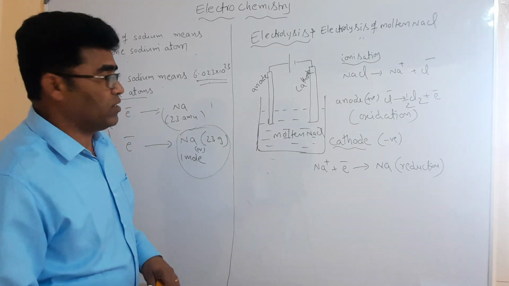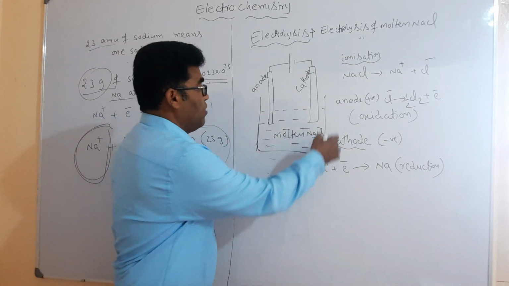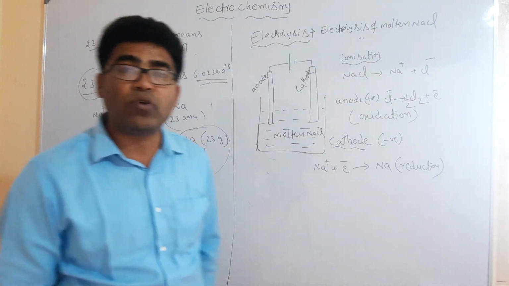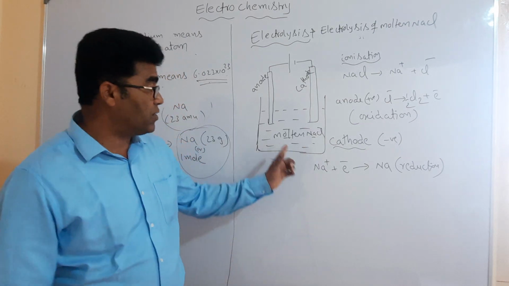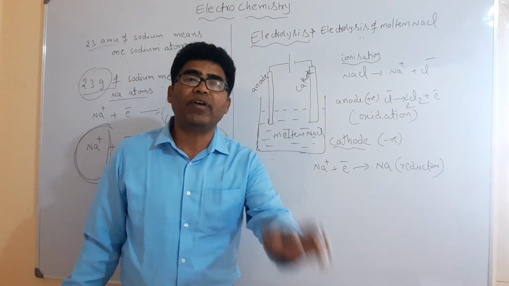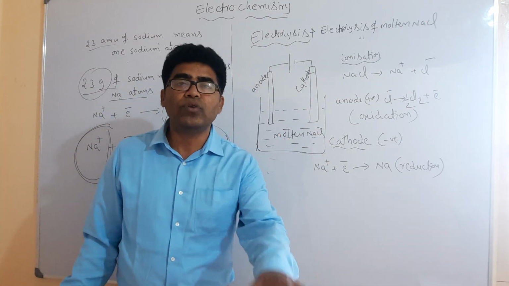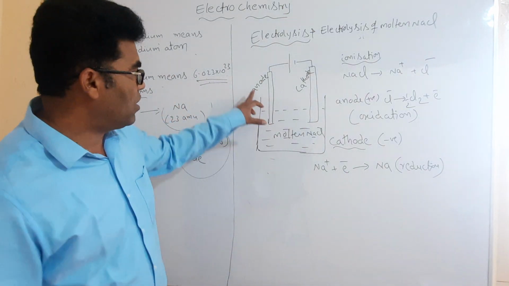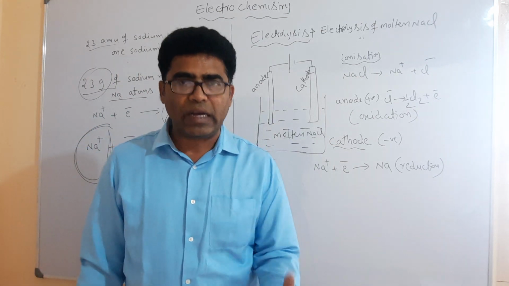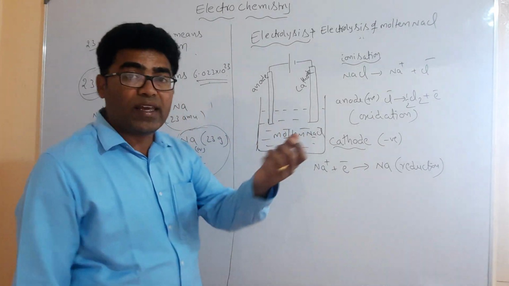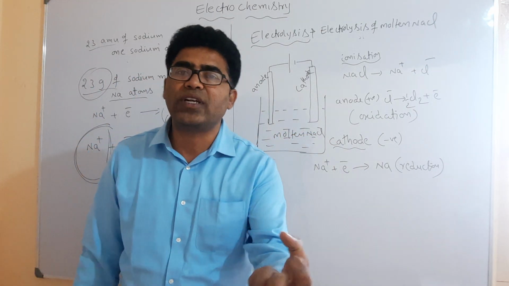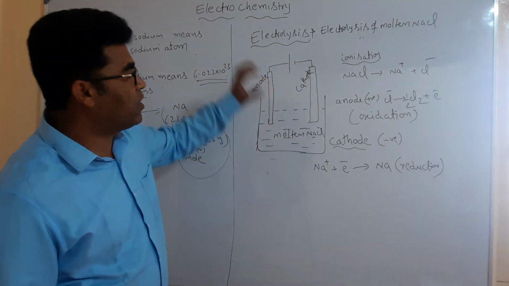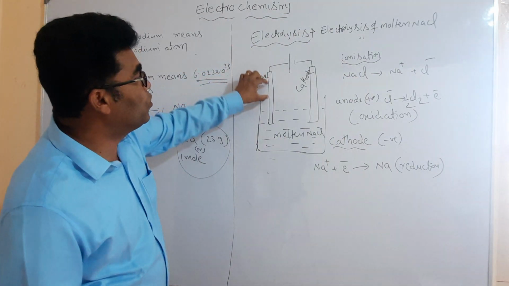Now what is electrolysis? Consider a beaker. In this beaker, what am I going to take? Molten NaCl, or liquid NaCl, or fused NaCl. All give the same meaning. Consider a beaker containing molten NaCl. Now in this beaker, I am going to dip two platinum rods.